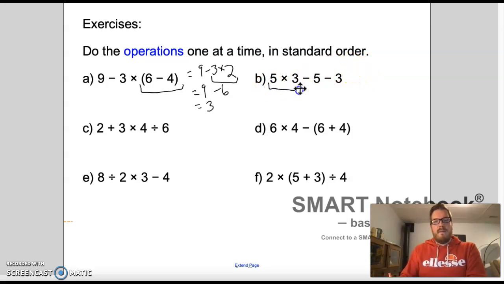Okay, so here, that gets done first. So that's going to give me 15 minus 5 minus 3. Now I can just do the subtraction from left to right. 15 minus 5 is 10, minus 3 is 7.